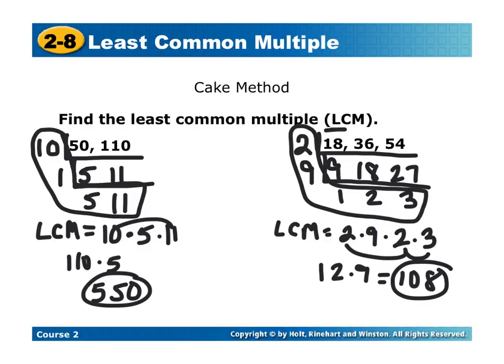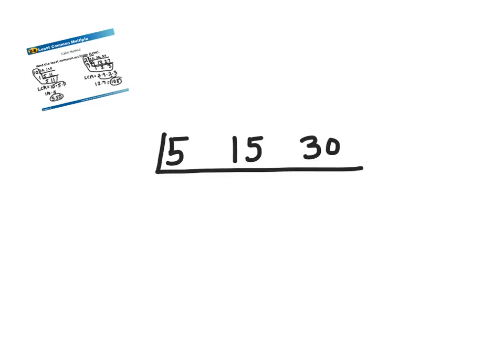One thing that I want to point out with the cake method, or really with any of these methods, so the cake method or the prime factorization, when you have 3 numbers, so say for example we had 5 and then we had 15 and 30. When I'm doing the cake method, I can say, okay, 5 goes into all of them. So I'm going to factor out a 5. So then I'd have 1, 3, and 6.